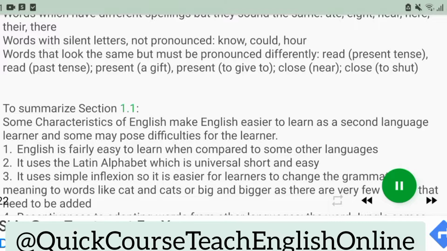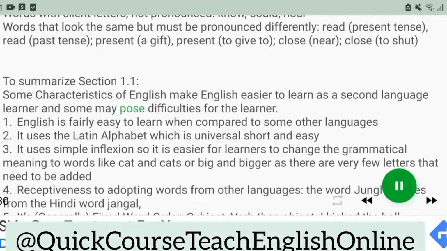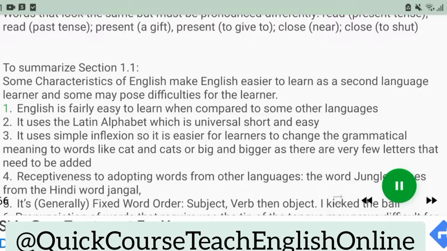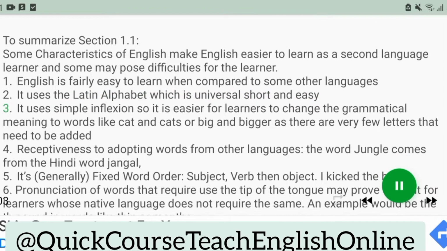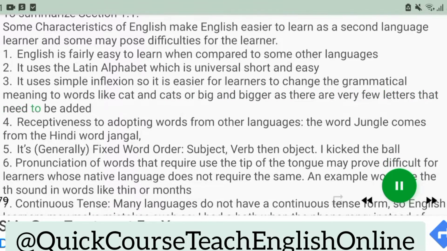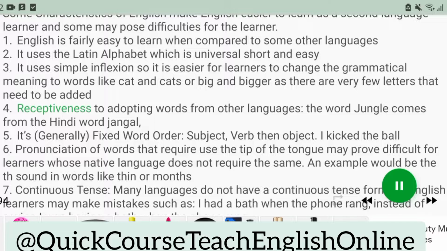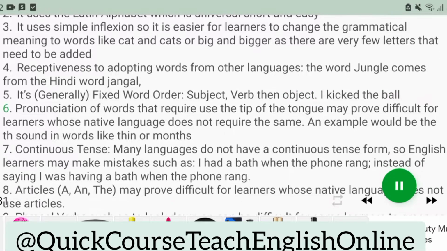To summarize section 1.1. Some characteristics of English make English easier to learn as a second language and some may pose difficulties for the learner. 1. English is fairly easy to learn when compared to some other languages. 2. It uses the Latin alphabet, which is universal, short and easy. 3. It uses simple inflections, so it is easier for learners to change the grammatical meaning of words, like cat and cats, big and bigger, as there are very few letters that need to be added. 4. Receptiveness to adopting words from other languages. The word jungle comes from the Hindi word jangal. 5. It has a generally fixed word order: subject, verb, then object. I kicked the ball.